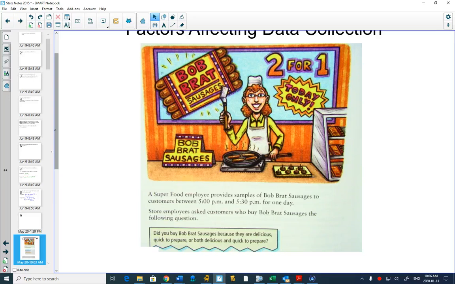Okay. So there could be some problems with what's happening here. What's that? Well, the question is asking, did you buy it because they're delicious, because they're quick to prepare, or both delicious and quick to prepare? Part of the problem there is they don't really give you any other options, right? And all the options are positive. So when they only give you 3 positive options, do you think the results from their survey will be positive?